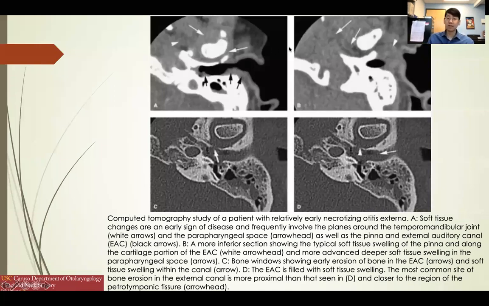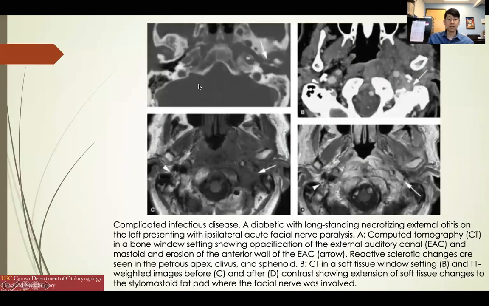So this is an example of a patient with MOE, and the CT scan is pointing to inflammation of the soft tissue area, the TMJ, the parapharyngeal area. You've also got some bony erosion in the bone window. You have the anterior medial ear canal and some soft tissue filling the ear canal. This is an example of another patient with bone erosion on the CT, some soft tissue enhancement of the stylomastoid fat pad here compared to your uninvolved side.